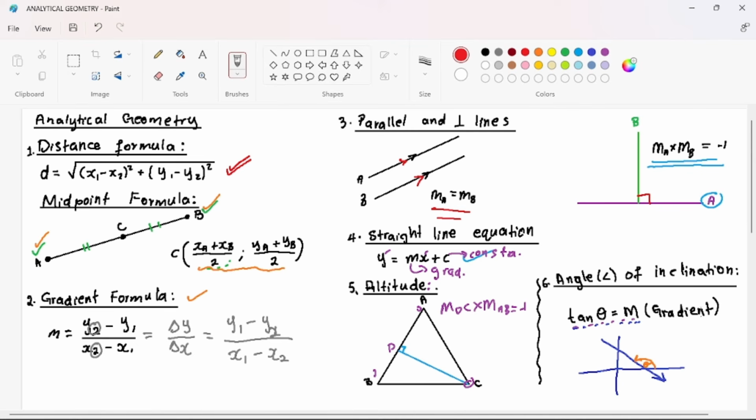Hopefully I'm understandable, guys. What I've just said is that in mathematics we don't work on feelings, on how you are feeling today. So these are the formulas that we are going to be using in analytical geometry, right? If you are given a line like this, we can see that our gradient here is going to be positive, right? That means our angle of inclination is always measured from the x-axis anti-clockwise to our straight line graph, right?